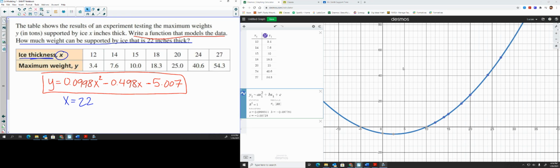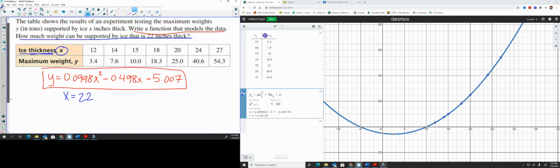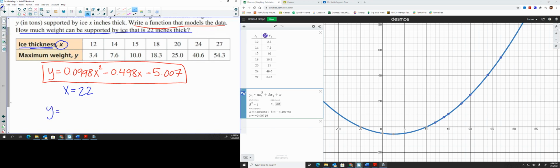So there's a couple different ways you could do this. You could put it into the equation, and you'd have to write it like this: y equals 0.0998 times 22 squared minus 0.498 times 22 minus 5.007. You could just put that all in your calculator, right? Just do a lot of calculator work to see what you get there. That is one way to do it.